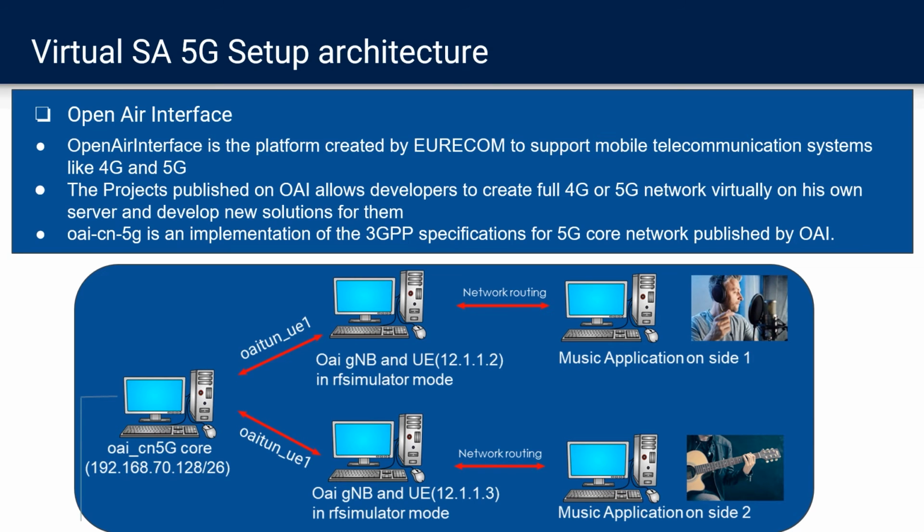Now let's discuss the virtual SA 5G setup architecture. This was initially developed by the Open Air Interface platform. According to this setup, the core network was deployed on one PC while a virtual gNodeB and a virtual UE were deployed on each of the two other PCs. Then the peer-to-peer communication between two virtual UEs was established through the OAI core.